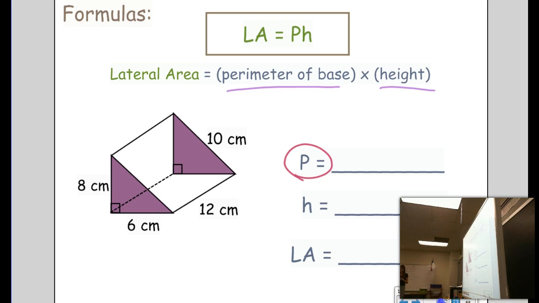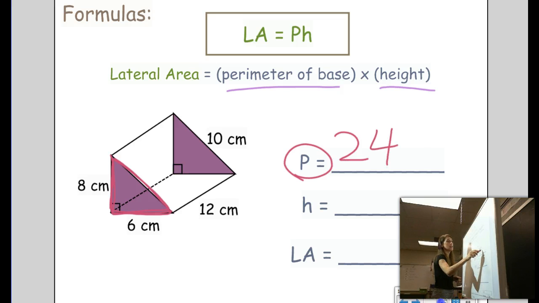Nasia, what's the perimeter of the base? First, you got to find the base. What shape is the base, guys? It's a triangle, and it actually even said it's a right triangle. Very good. So you're finding the perimeter of this right triangle. Remember, the base is whatever there's 2 of. Ashley? It is 24. 8 plus 6 plus 10.